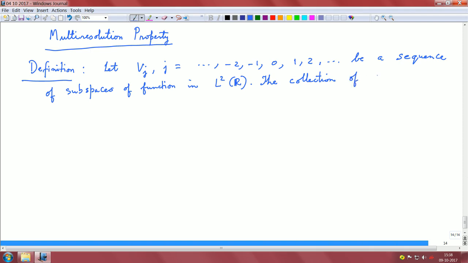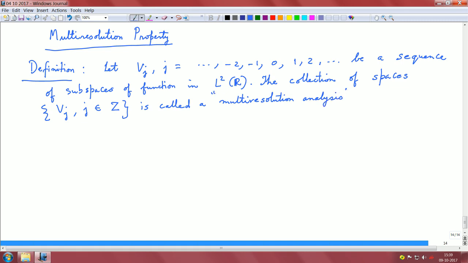The collection of spaces, which is all Vj, j belongs to the set of integers, is called a multi-resolution analysis with a scaling function phi, with the following properties.